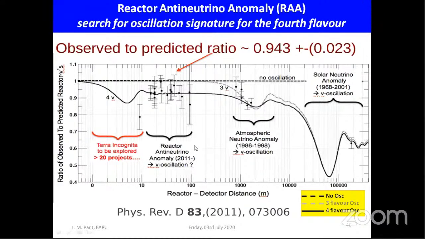So this is the area which is called terra incognita, and about 20 projects are running right now. And we have the ISMRAN detector basically to look into distances from, say, 8 meters to 15 meters, whether we can also look into the sterile part. But before the sterile part, we have to really make the detector work, whether we can reproduce the antineutrino spectra from the reactor.